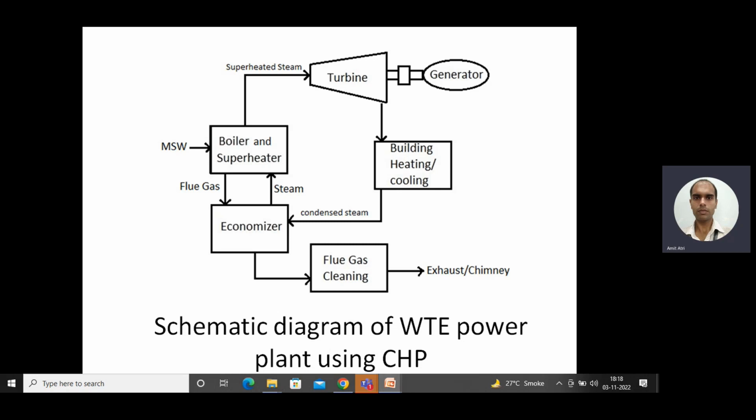So this is also solving the problem of municipal solid waste as well as the electricity requirement, as we studied in our previous discussion. So it is also environment friendly.